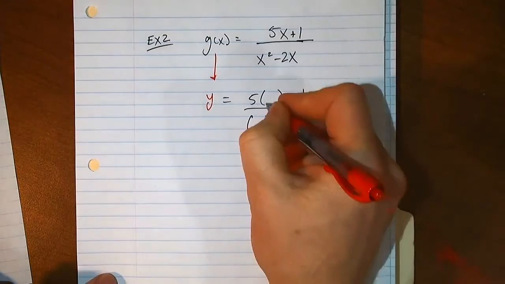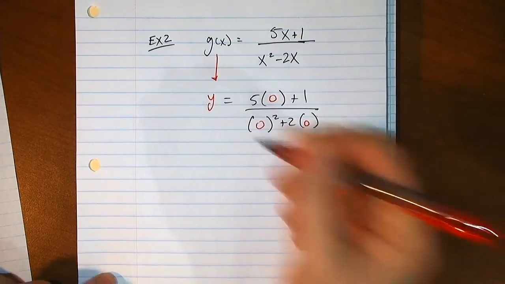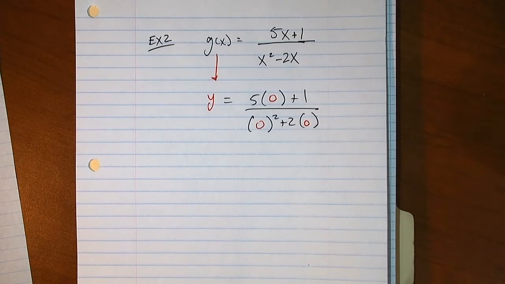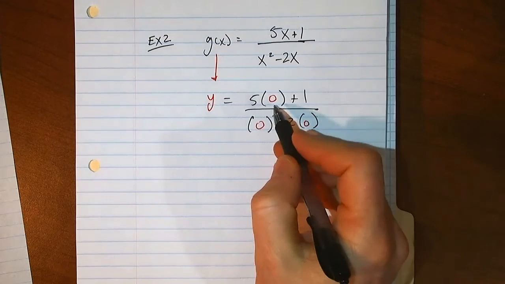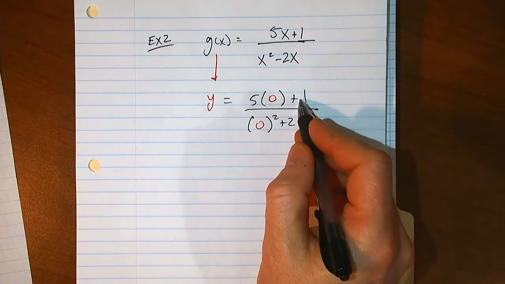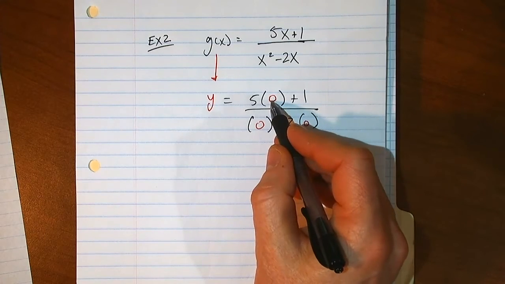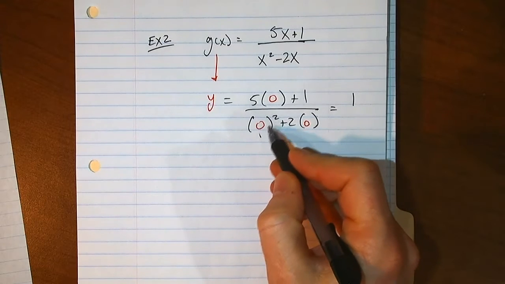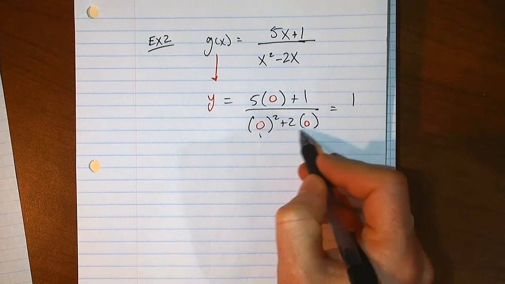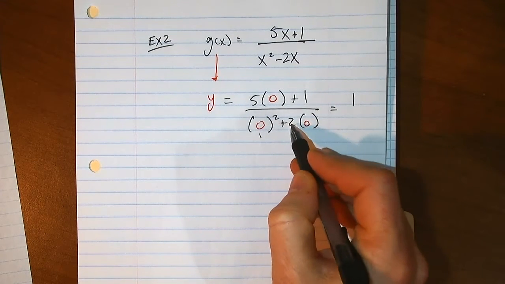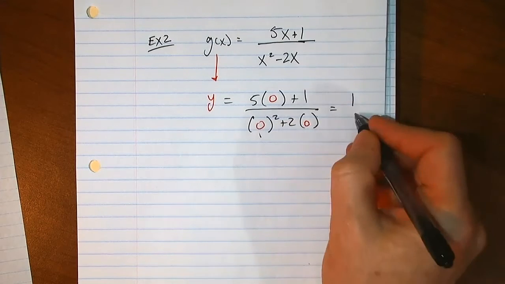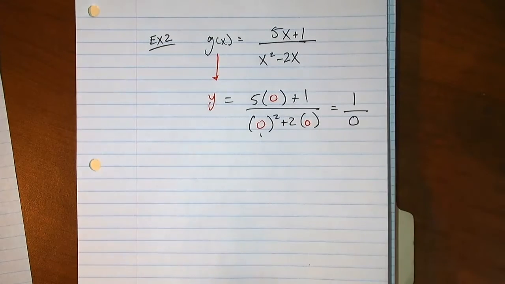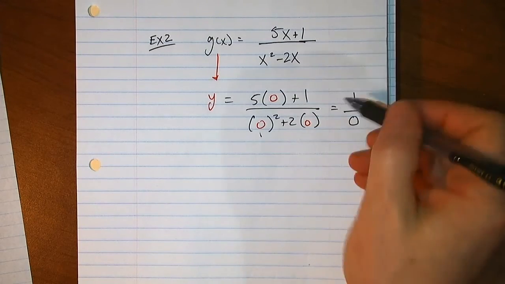And when we plug in 0, once we simplify this, y is already by itself and we'll be good to go. When you simplify it, like we talked about in the last problem, you have to do the top. So 5 times 0 is 0, plus 1 is equal to 1. And then you have to do the bottom. 0 squared is 0. 2 times 0 is 0. And 0 plus 0 is 0. So I end up with y equals 1 over 0.